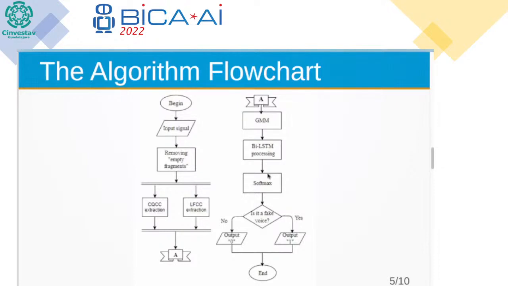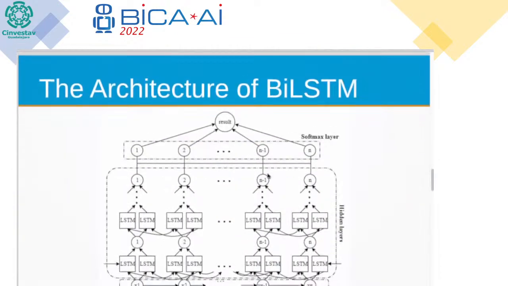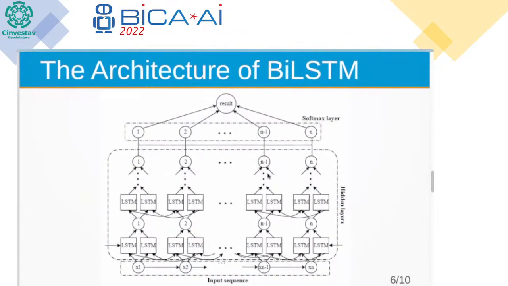Bidirectional LSTM is used for classification. This architecture allows you to analyze not only the previous frames of the input sequence, but also subsequent ones, and determine whether the sound is real, already having a complete picture. The architecture of the network in general is shown here.